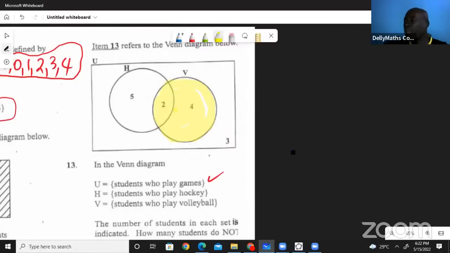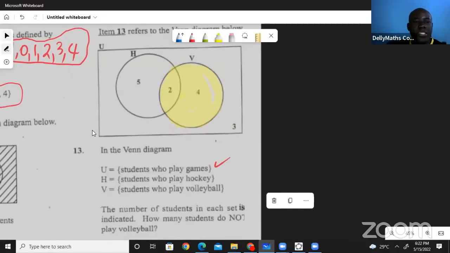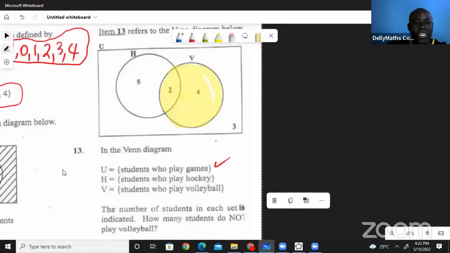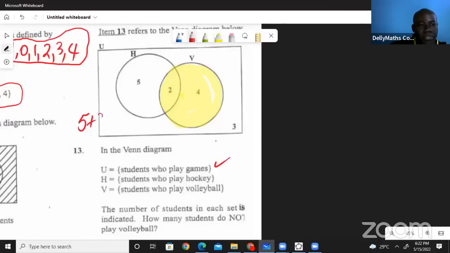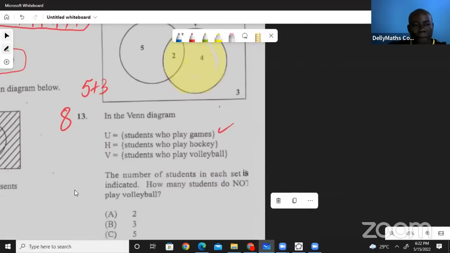In it, we realize that we touched 2 and 6, 2 and 4. So that's out. We're talking about the things on the outside of the yellow circle. What are we dealing with? 5 plus 3, and it's 8. So 8 persons did not play volleyball. All right, so we're looking for 8 for our answer.